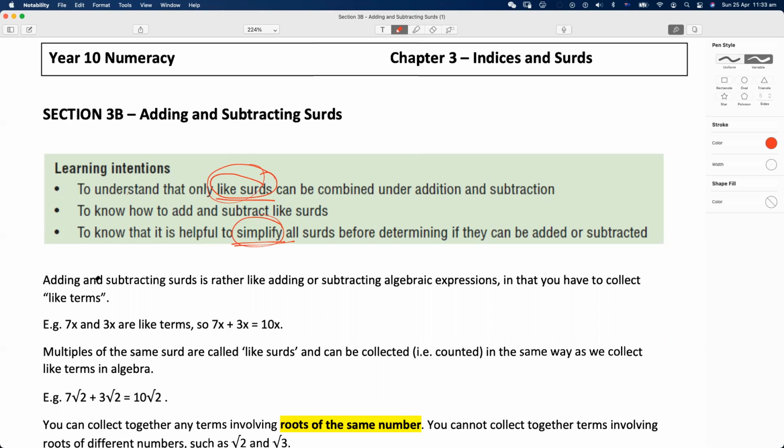All right. Adding and subtracting surds is rather like adding or subtracting algebraic expressions in that you have to collect like terms, which we've done in chapter 1. For example, 7x and 3x are like terms. So 7x plus 3x is equal to 10x. So 7 of x plus 3 of x, we just combine the coefficients. 7 plus 3, 10 of x.